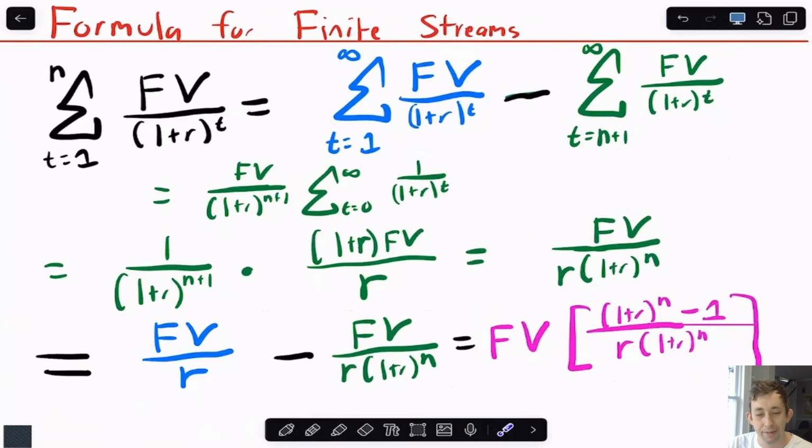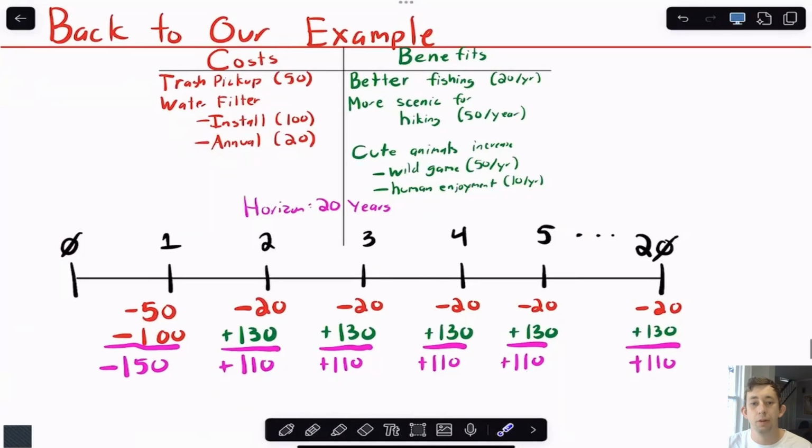Let me know in the comments. If you can't, I can always add a second video talking about how I get that in more detail. But I think ultimately what you're going to see is this is the formula for a finite stream, where it's future value times (1 plus r) to the n minus 1, over r times (1 plus r) to the n. Okay, so let's go back to our example.